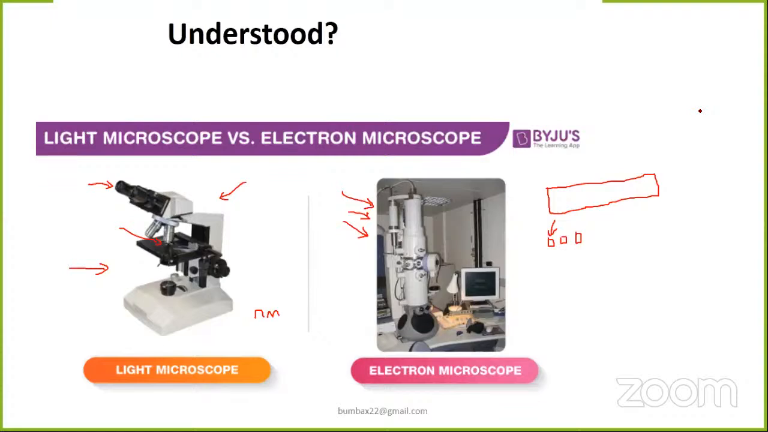So a light microscope has lenses, while an electron microscope has no lenses. Okay, thank you for that. Then Paul Ricky. A light microscope uses a beam of light, while an electron microscope uses a beam of electrons. That is a very good answer. Yes, this one uses a beam of electrons, but a light microscope uses a beam of light.